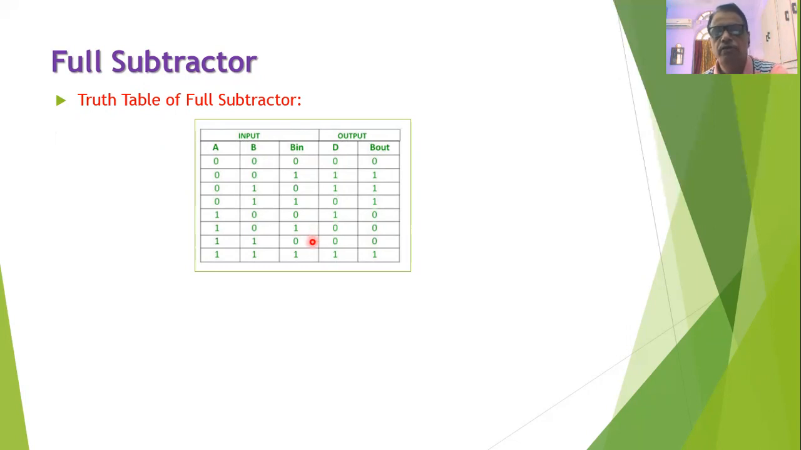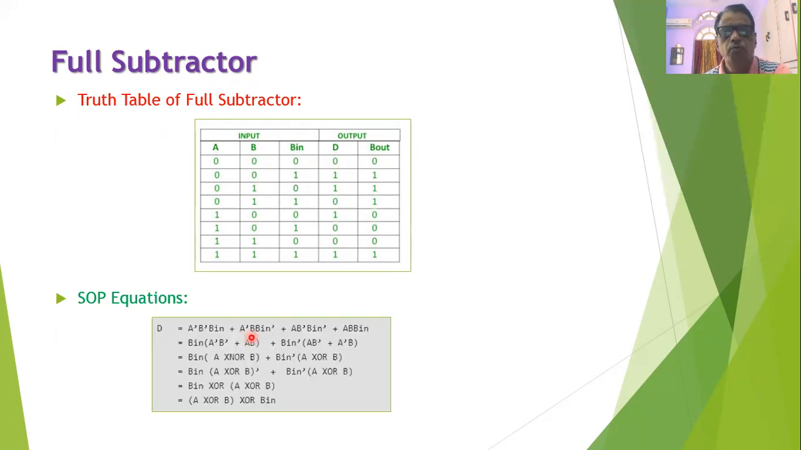1, 1, 0: difference will be 0, borrow will be 0. And in the last case, 1, 1, 1, the difference will be 1 and borrow will be also equal to 1. Now from this truth table, we can write the SOP equations for the difference and borrow output.